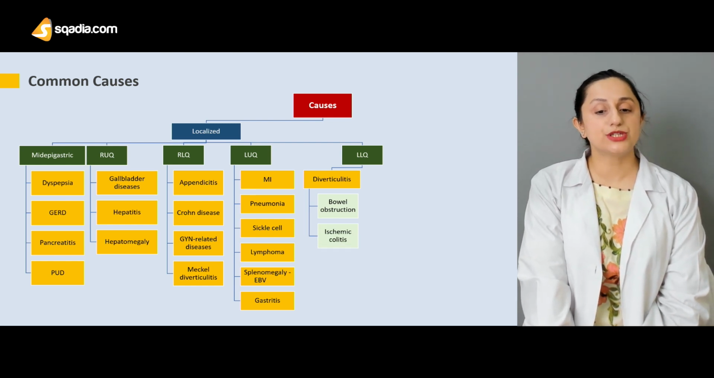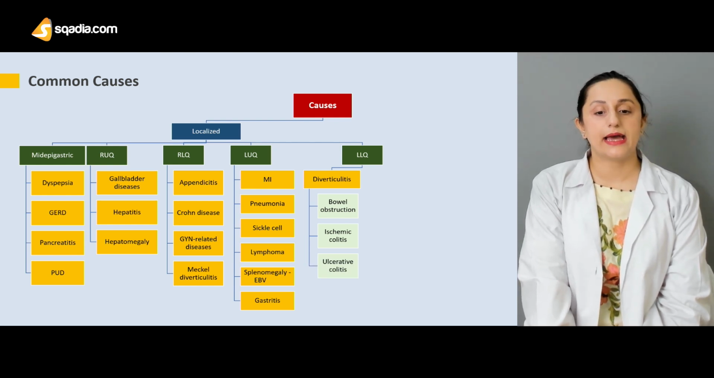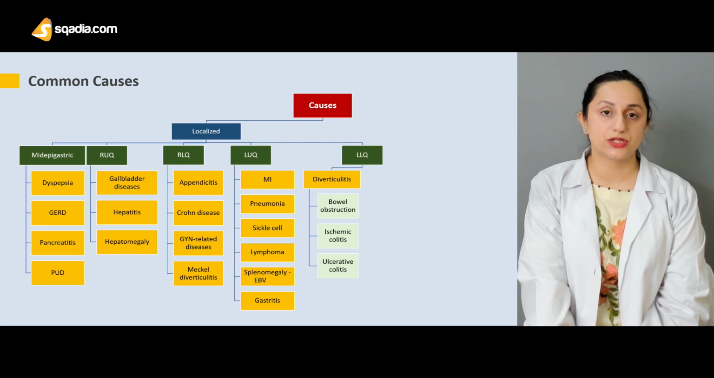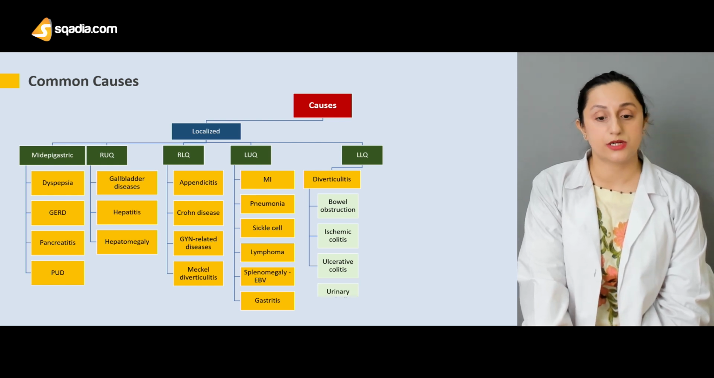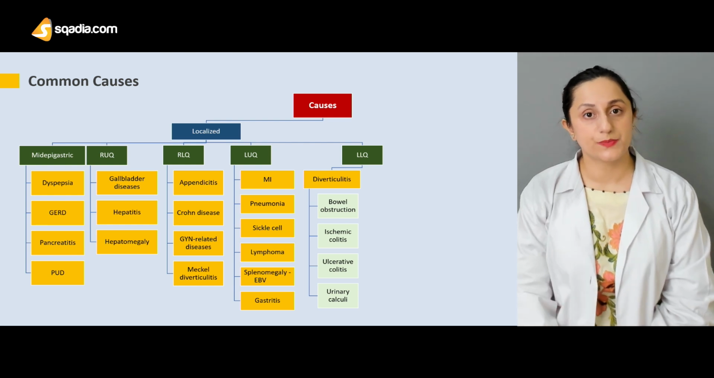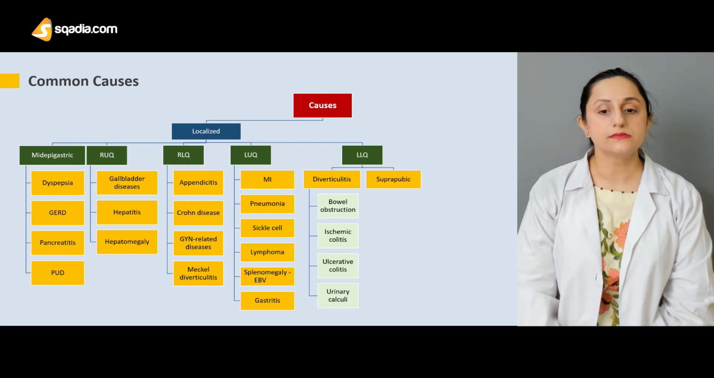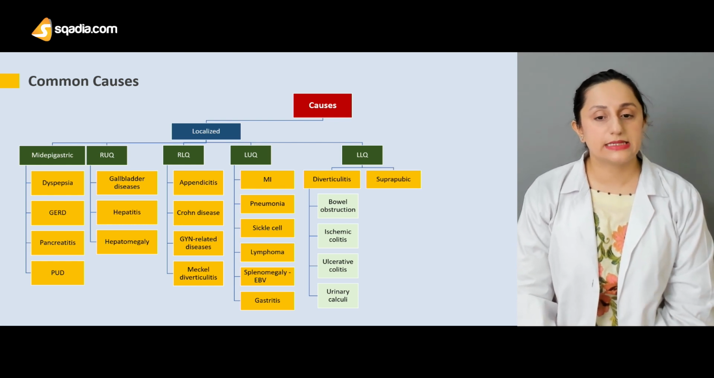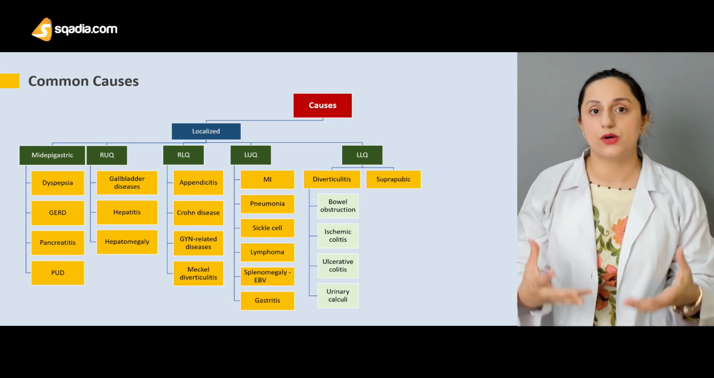We can have patients with ischemic colitis as well. Then we have ulcerative colitis, and all of these are basically infections or inflammatory conditions related to the colon or the large intestine. Urinary calculi or kidney stones are basically one of the major factors as well. As we said, the lower quadrants are usually related to the pelvic organs.